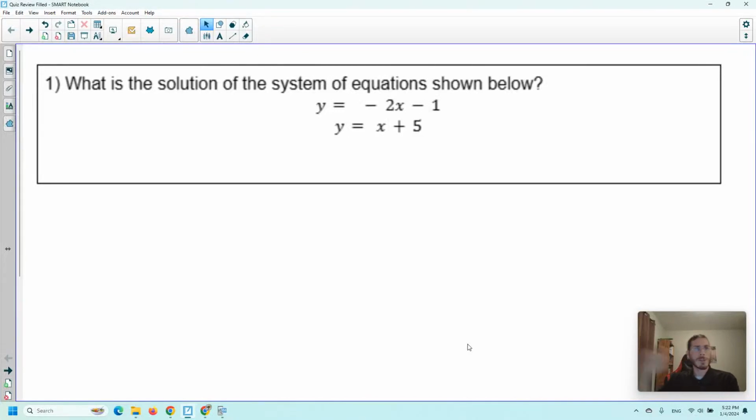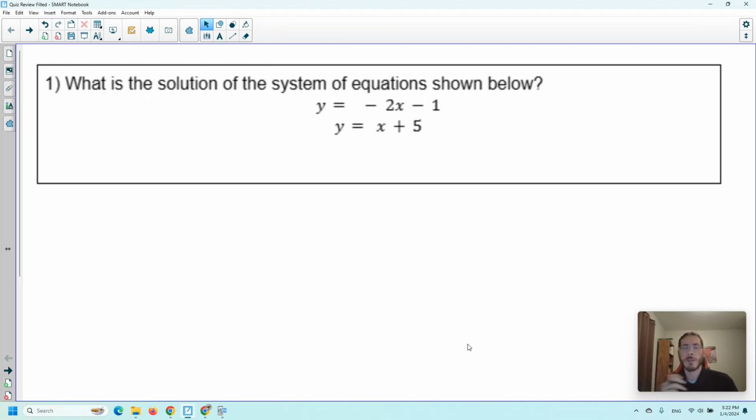All right, so this is for quiz 4. So we're going to start off with a little bit of solving by graphing. So the first one says, what's the solution of the system of equations shown below? We've got y equals negative 2x minus 1 and y equals x plus 5.